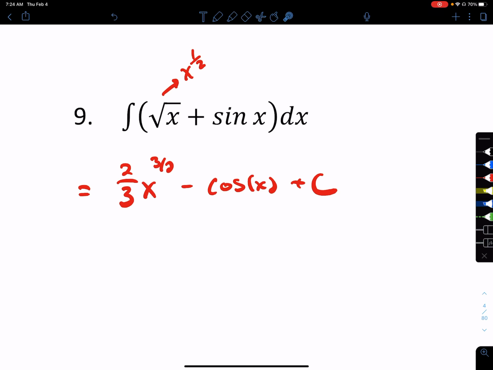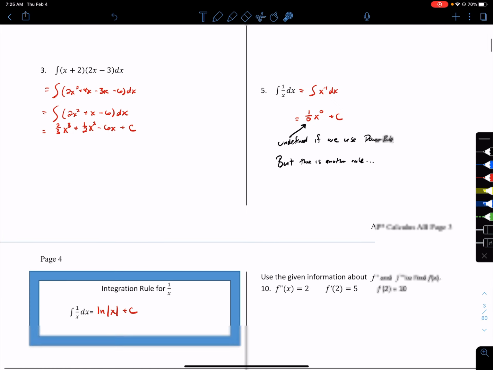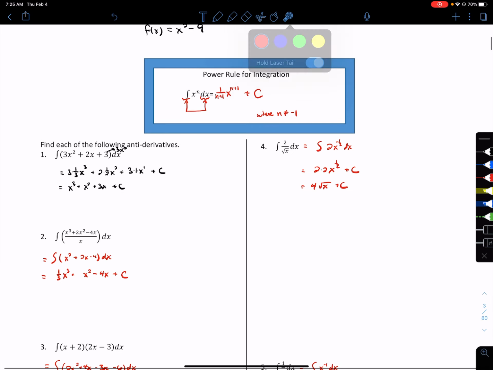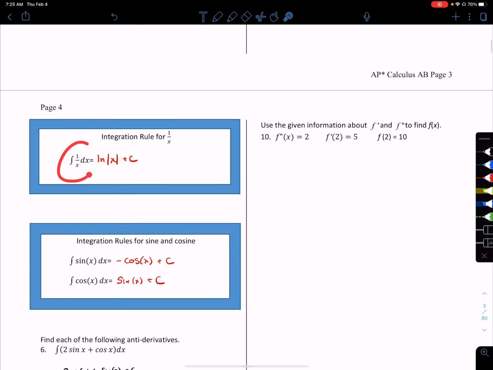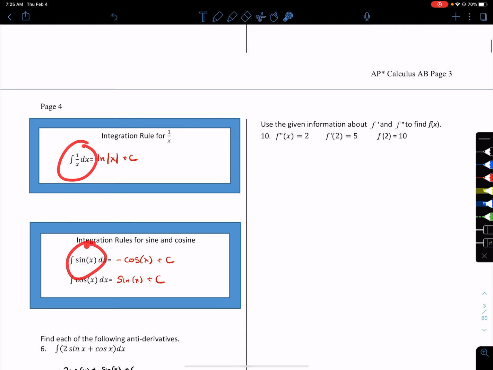That's going to conclude this video. There's going to be a part 2 to this. So to sum up, we got 4 rules of integration now. The power rule, integrating 1 over x, integrating sine and cosine.